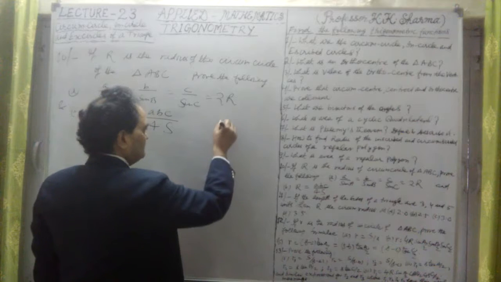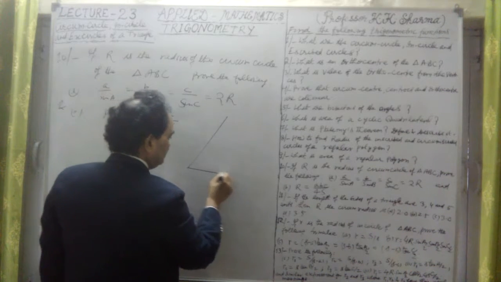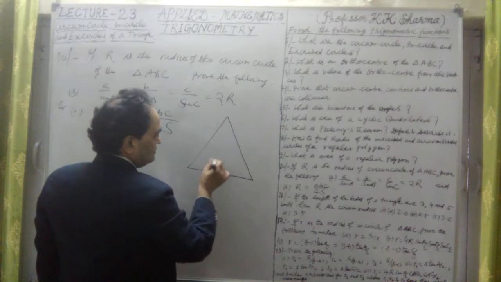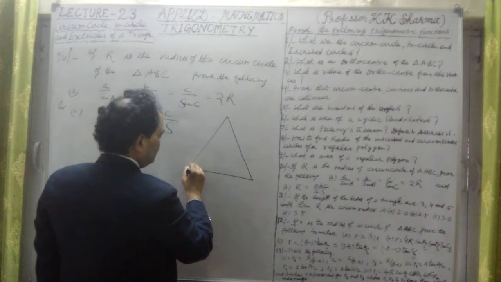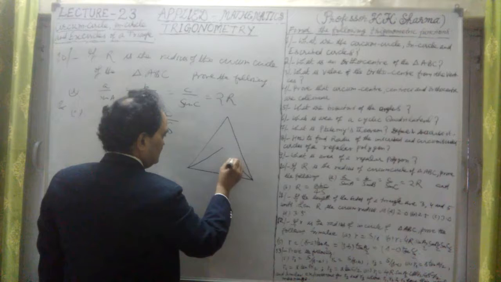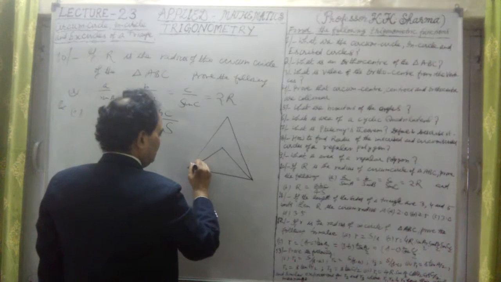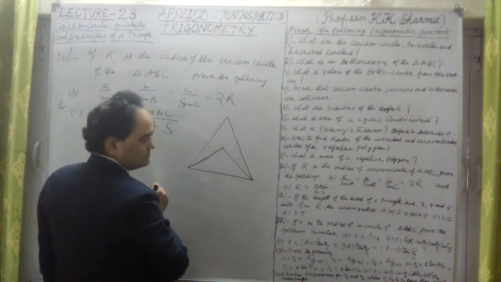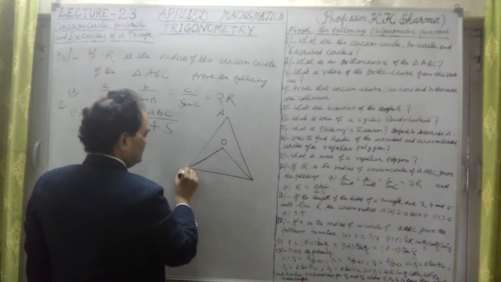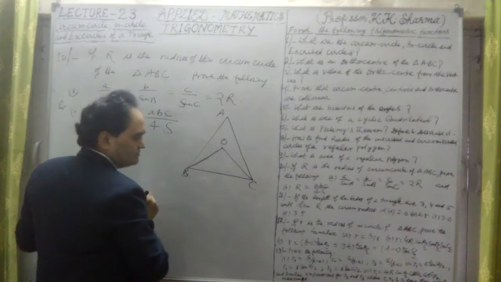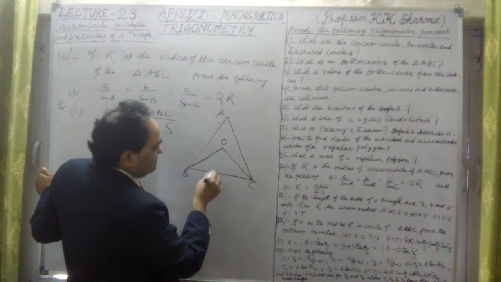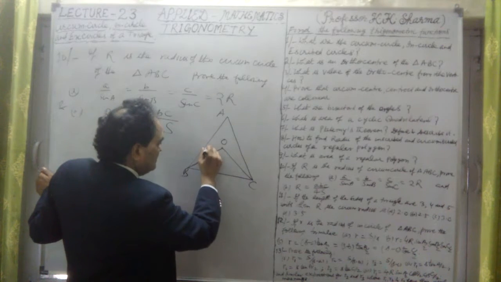Now let us take the triangle here. It says ABC is a triangle. Let me take it, triangle ABC. Now undoubtedly, in this triangle ABC, let me take these as the angle bisectors. They are meeting at this point, and let me call this point O. ABC is a triangle, any triangle, or a right angle triangle. Now this is the circumradius.